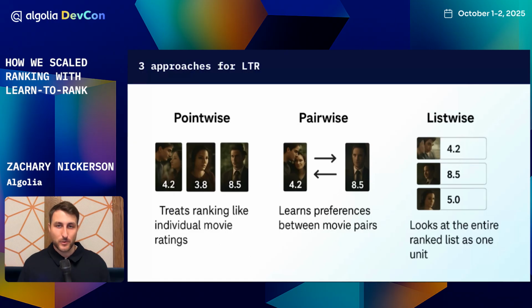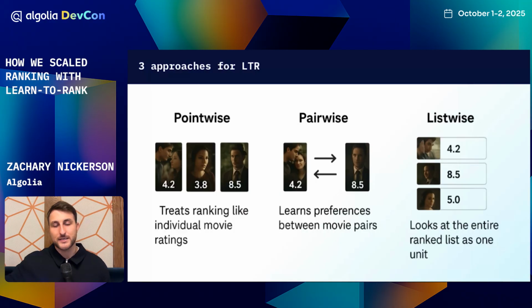There are three main approaches to Learn to Rank, and they work in fundamentally different ways. On the left there, we have pointwise. Think of this as predicting individual movie ratings. The model independently learns that this movie is a 4.2 and that one's a 3.8, and it ranks by sorting those scores. It's simple and computationally efficient, but it doesn't capture what really matters, which is the relative order. So two high scoring movies could both be irrelevant for a query, but the model wouldn't catch that.